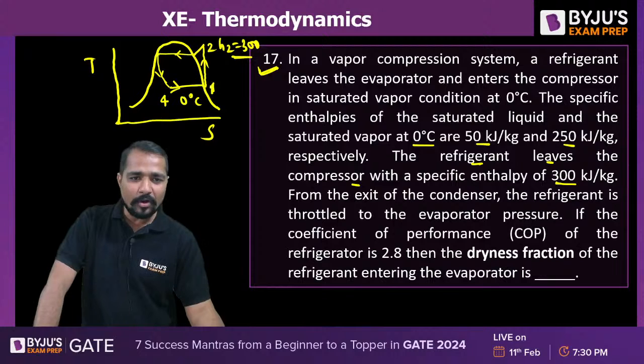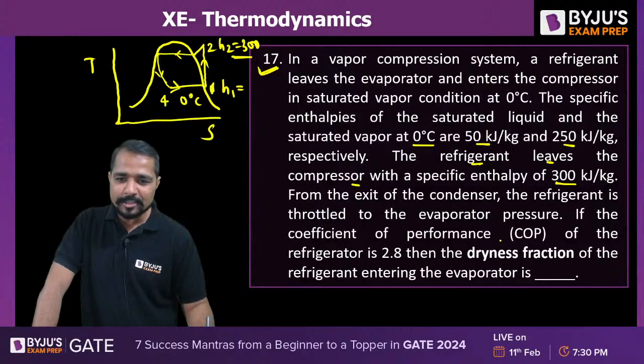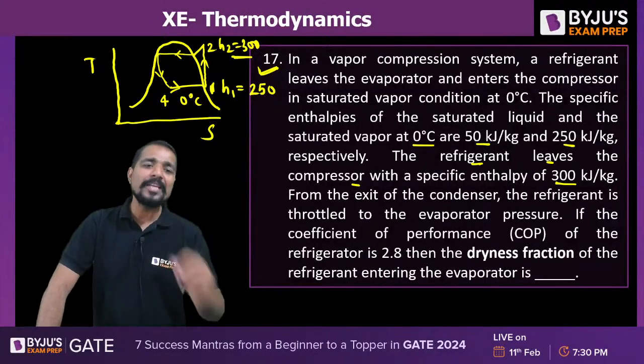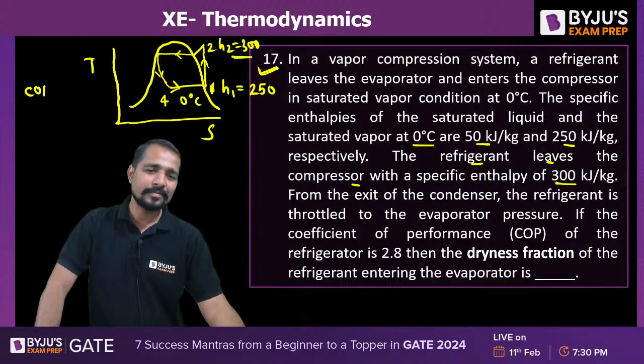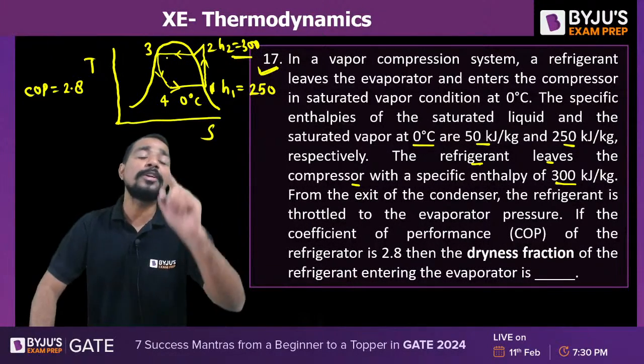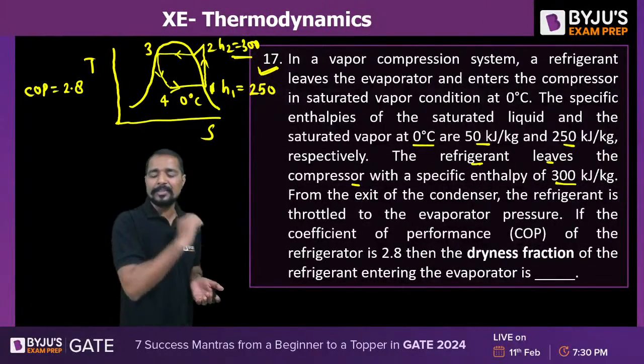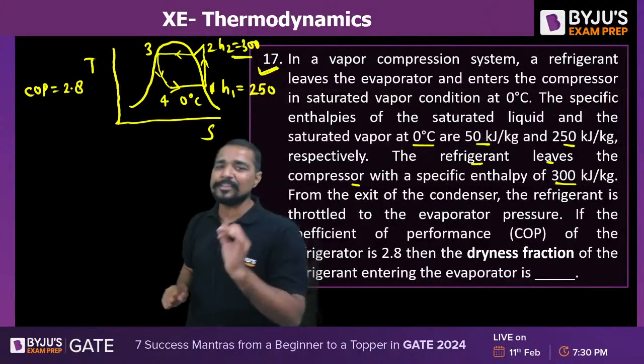H1 value is also given to us. What is the value of H1? H1 is 250. COP is also given to us. How much? 2.8. Then you need to know what is the value of H3 or H4. This will give you the wonderful answer if you study everything in detail, my dear.